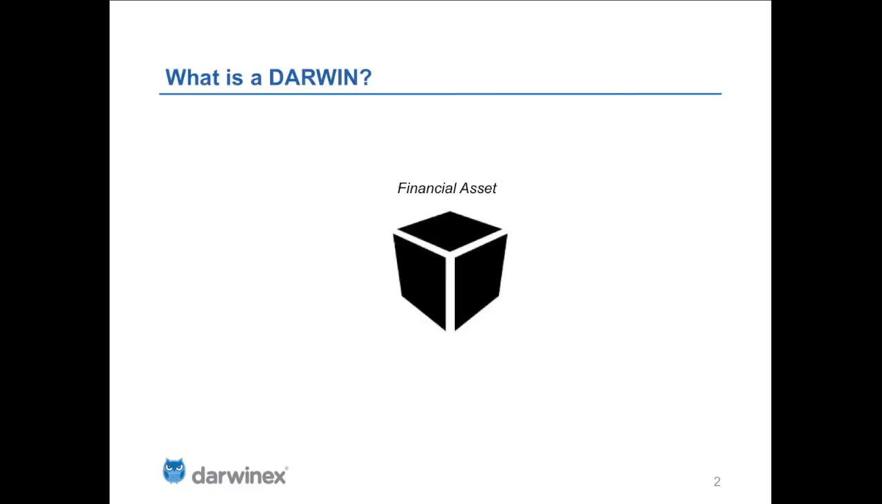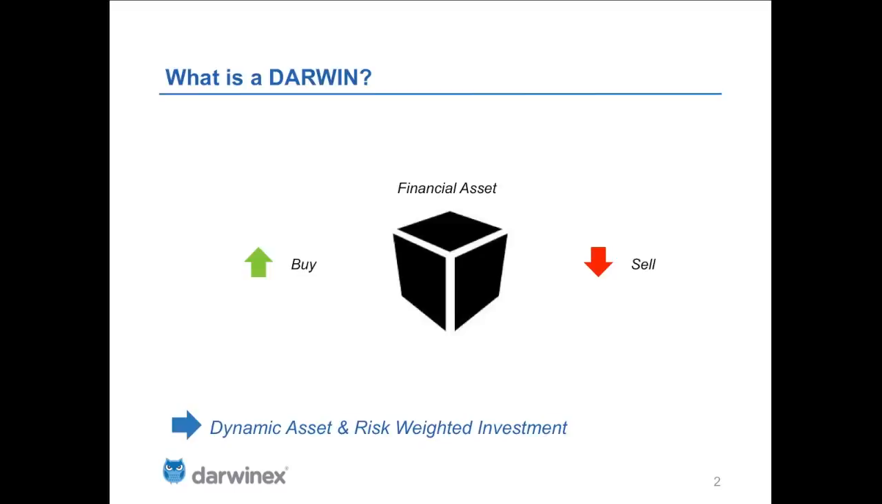First of all, what is a Darwin? A Darwin is nothing other than a financial asset that investors may buy or sell, just like they do with a stock or a mutual fund or any other asset with which they're already familiar. If you're curious as to what Darwin actually means, it is an acronym for Dynamic Asset and Risk-Weighted Investment, which is our evolutionary way of redescribing trading.